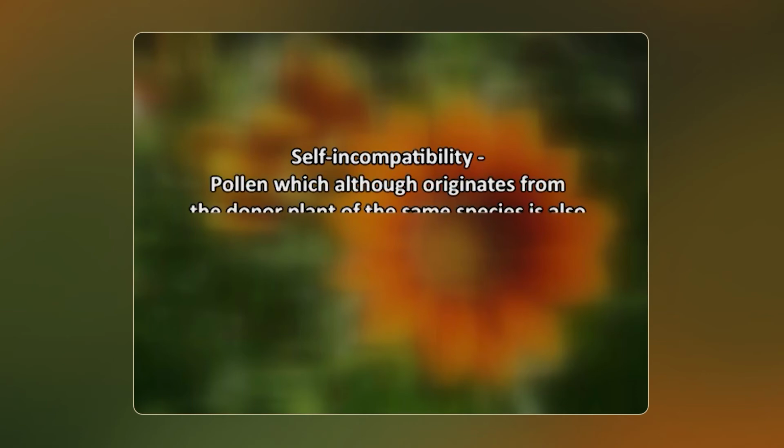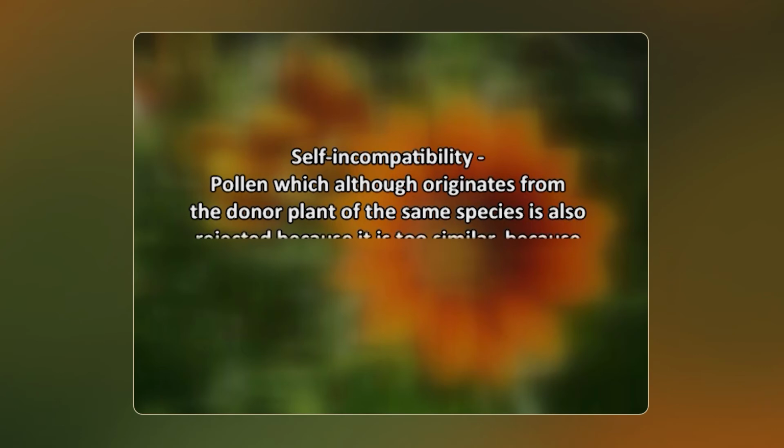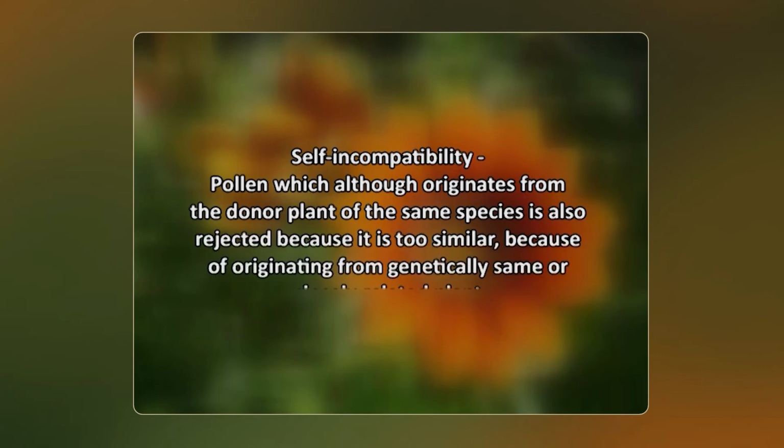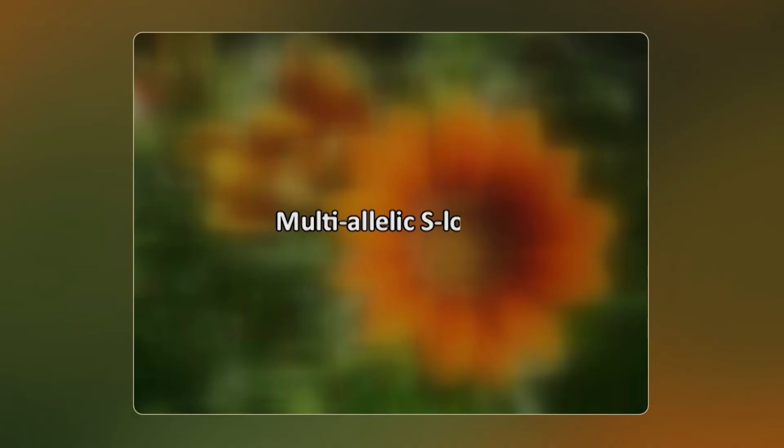Here the pollen, which although originates from the donor plant of the same species, is rejected because it is too similar because of originating from a genetically same or closely related plant. The self incompatibility in most of the angiosperms is controlled by a single multiallelic S locus with genes encoding a pollen component and a stylar component.